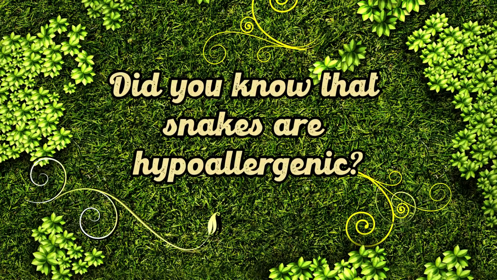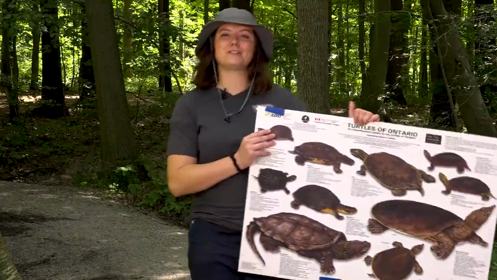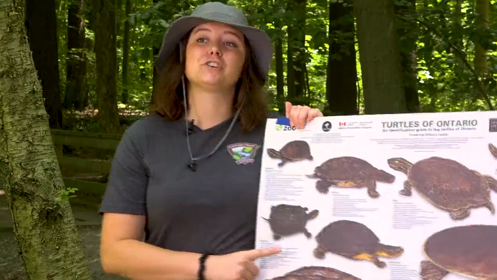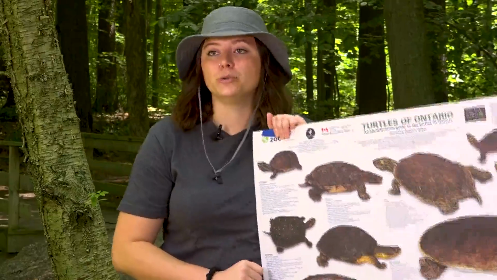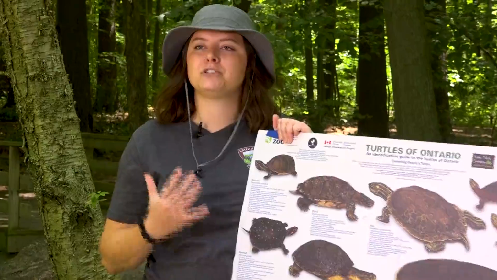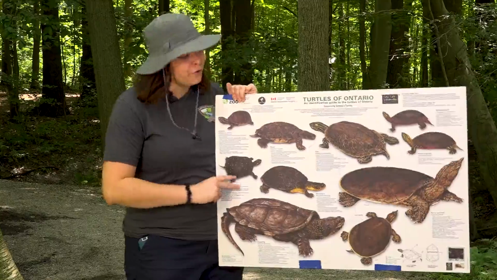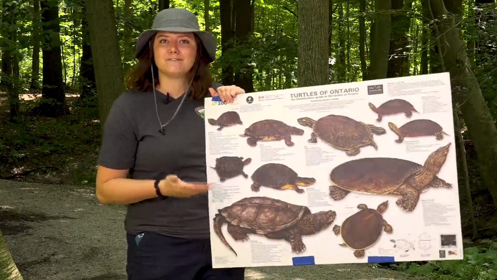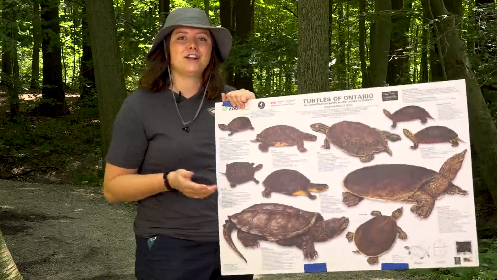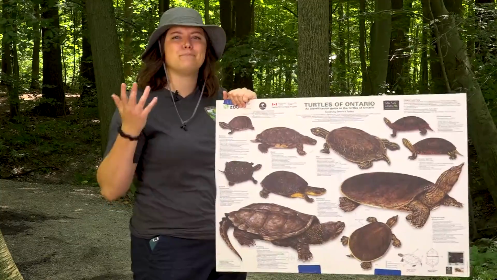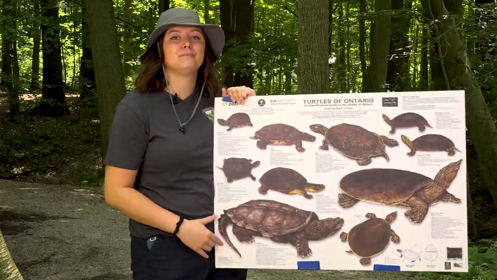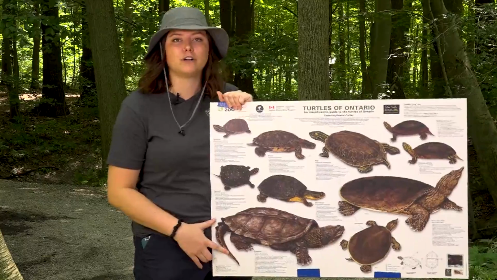Let's talk about what we can find in wetland. We're going to start with turtles. And I have a poster here to show us all the turtles we can find in Ontario. Turtles are reptiles, and they're also ectothermic, or also known as cold-blooded. That means that they take on the temperature of the environment around them. So if you were to put a turtle inside of a fridge, it would be the same temperature as inside of the fridge. If you put a turtle on a hot rock that's been baking in the sun, the turtle is going to be the same temperature as that hot rock.